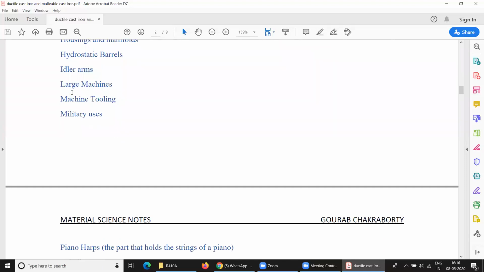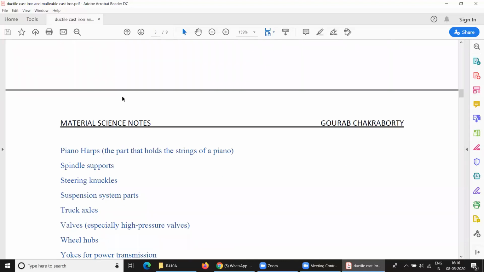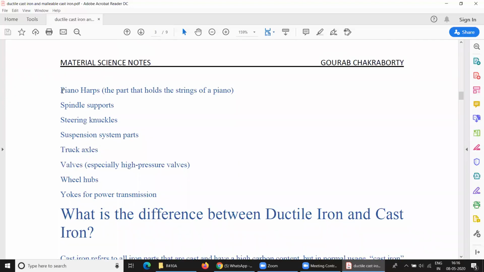Now, the cast products of large machines, I have to add that. The machine tooling is also a cast part, and there are other military uses. So this is an interesting example: piano harps. The part that holds the strings of the piano, the harps, those are made with ductile iron.